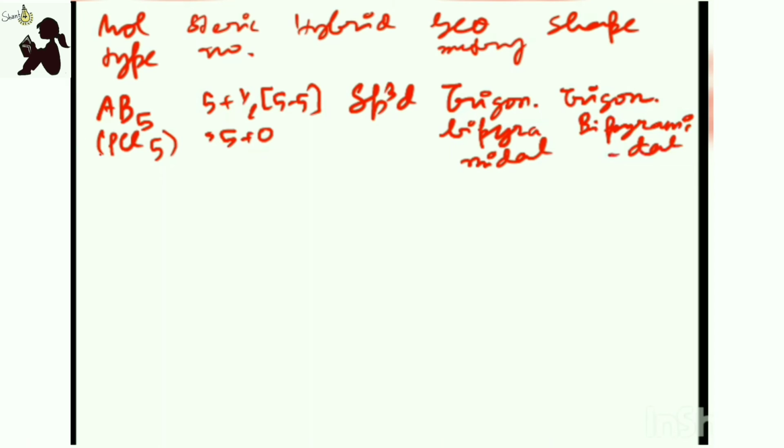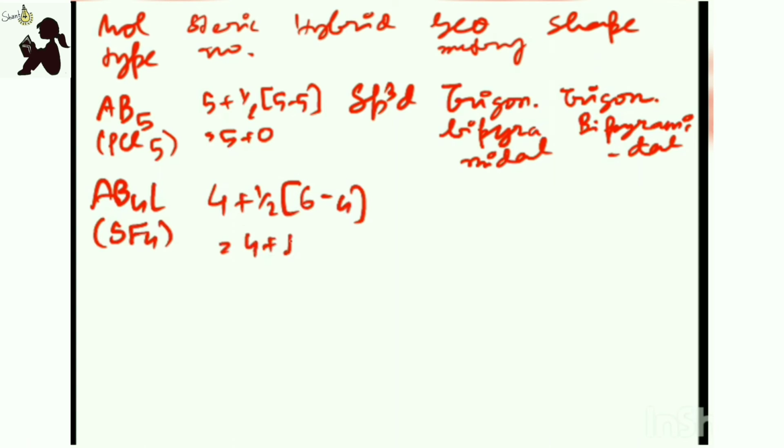Okay, but what happens when a lone pair comes into action? This type of molecule is called AB4L. An example is SF4. So what happens? 4 surrounding atoms plus (6 minus 4)/2, so it will be 4 plus 1. We can see it has one lone pair. So the hybridization and geometry will be the same.